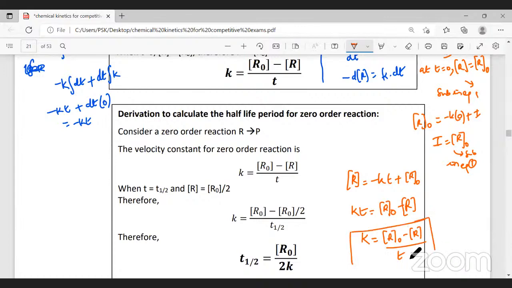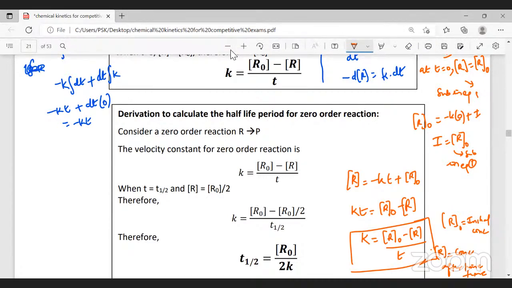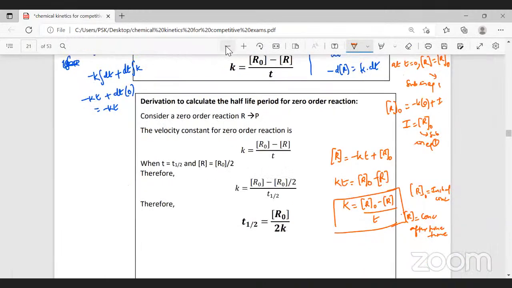This is the rate constant for what order reaction? Zero order reaction. What is R naught? R naught is the initial concentration. And what is R? It is concentration after time T. What do you mean by concentration after time T? After some amount of time, how much of reactant is left out, that is represented by the letter R. So R naught stands for initial concentration and R stands for concentration of the reactant after a certain amount of time T.